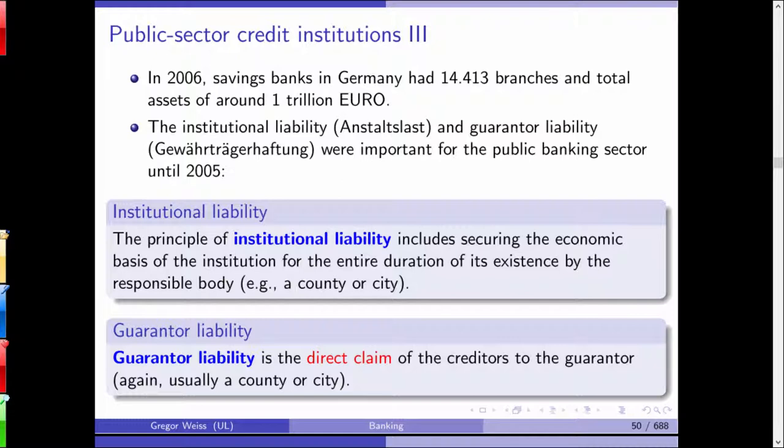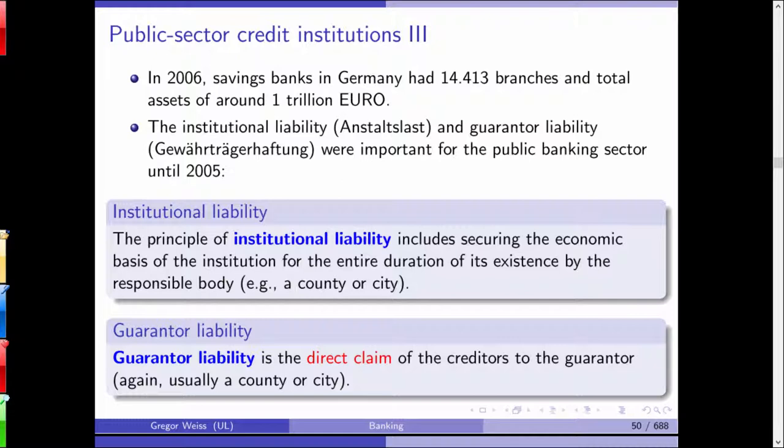Both more or less are related to the liability of a bank in case it defaults. First of all, the institutional liability is a principle that includes securing the economic basis of the institution for the entire duration of its existence by the owning body, for example, the city or the county, and the guarantor liability is the direct claim of creditors to this body, to the city. There is a fine distinction between the two.